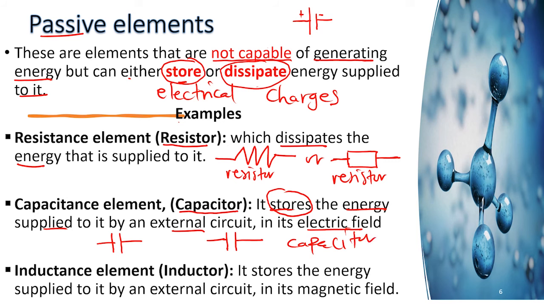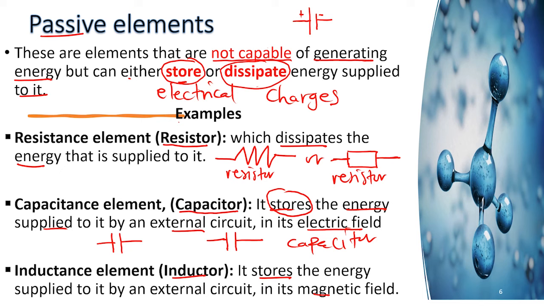And our last passive element is the inductance element, what we also call the inductor. It's also an interesting passive element. It stores the energy supplied to it by the external circuit in its magnetic field. So inductors also store energy. We can see that it's only the resistor that is dissipating; the capacitor and the inductor are both storing the energy. So all these elements are passive because of their storage and dissipation ability.